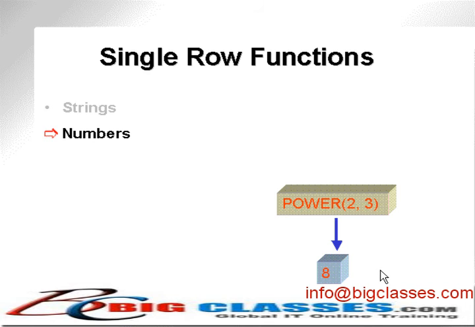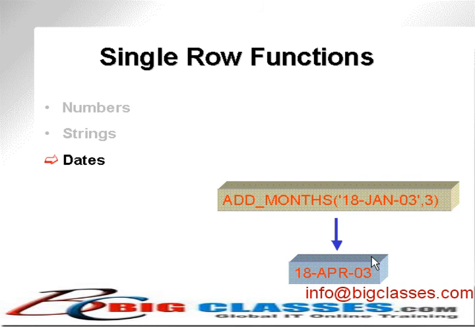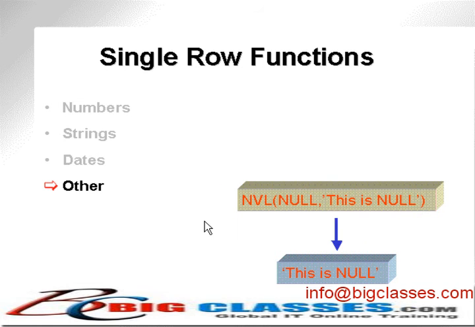Number functions. Number functions do things with numbers. For instance, as we have here, we're raising the number 2 to the power of 3, which means 2 times 2 times 2 is equal to 8. 2 times 2 is 4, times 2 is 8. Dates. Date functions do things with dates. For instance, add months. Take the date 18th of January 2003 and add 3 months and we get the 18th of April.